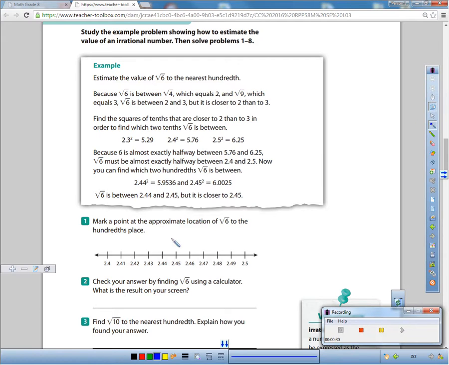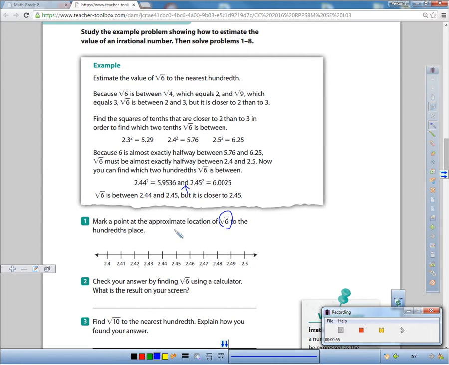So now that you've read the example, we're going to actually plot the square root of 6 on your number line here. And if you look at the number line, it's to the nearest hundredths place, so 2 decimal places. And if you read the example, you saw that 2.44 squared and then 2.45 squared, right in the middle of it, that's where 6 is going to belong.